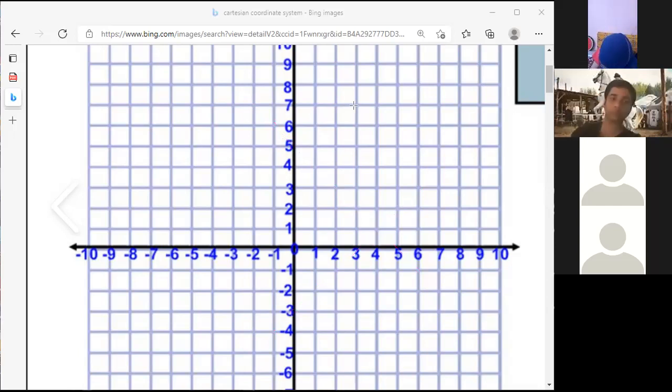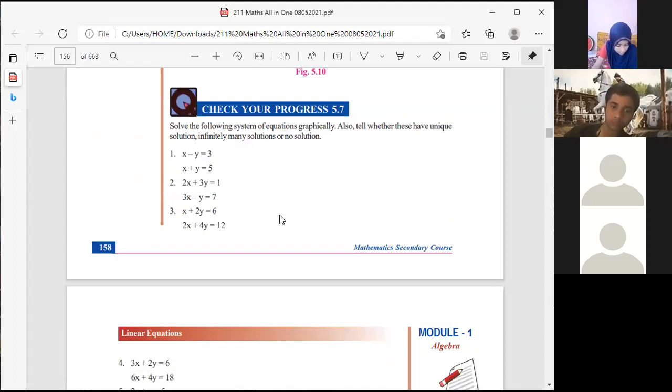At least one more to go. Now, because these 2 lines met at one point, what will we say? That these equations have a unique solution. Your answer is going to be it has a unique solution. And what was the solution? 4, 1.